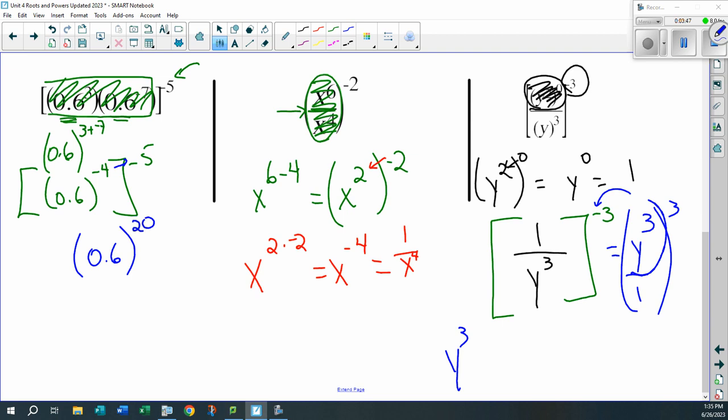There's the y to the 3. That's right here, to the power of 3. Going across the bracket again, this becomes y to the power of 9. There you go, sports fans.